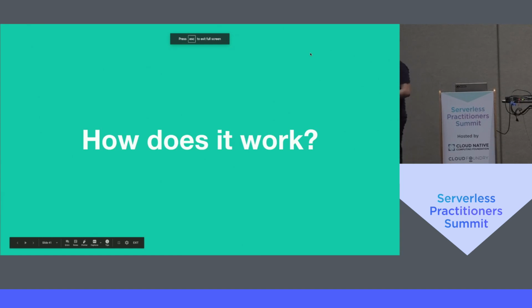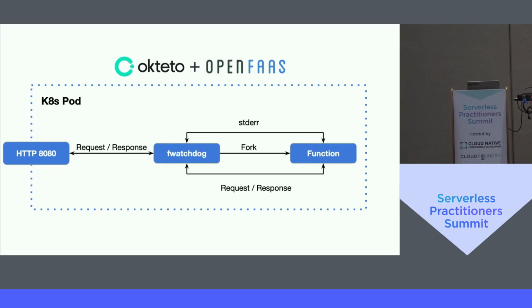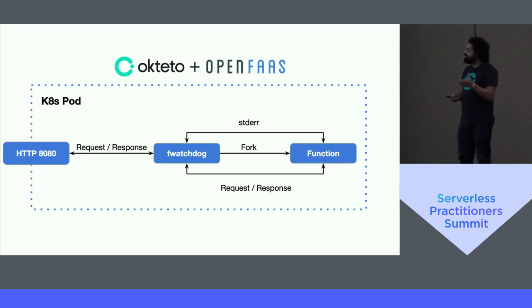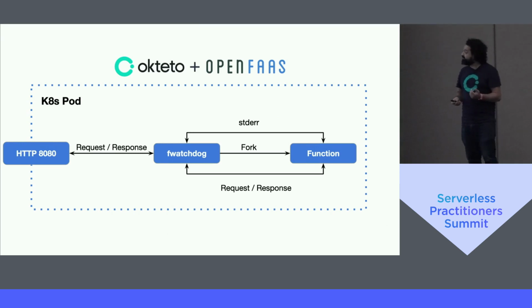So how does it all work? This is when it gets a little bit more interesting, and I hope you like it. This is how OpenFaaS works internally. When you launch a function, eventually a pod will be launched that is listening on port 8080, as the contract that Alex mentioned earlier. It's going to receive the request.